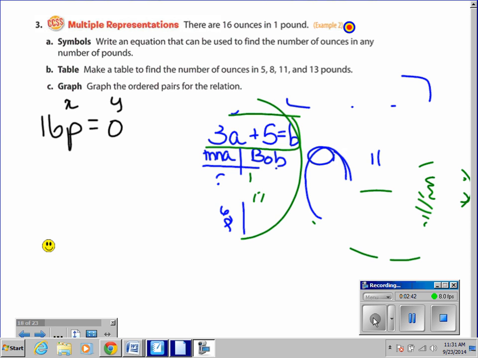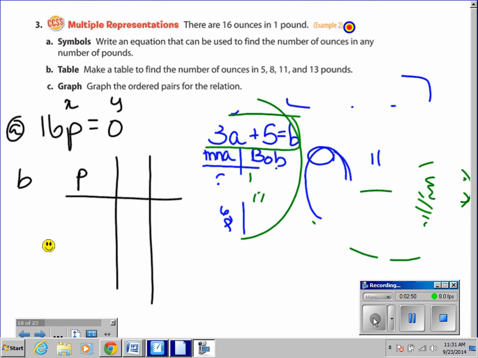O, or, I mean, you could, this is your x, this is going to be your y. So that's 1 point, that's A. B, you're going to make a table, and you're going to have basically your P here for pounds, or technically LB. This is your Y, or your ounces. And then this is where you want to put your rule, which is this. You're going to write them out for at least these numbers, 5, 8, 11, and 13. Solve it. Then you need to graph it. Don't forget labels.